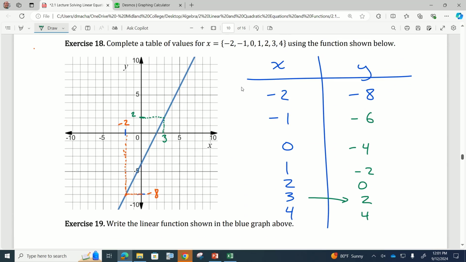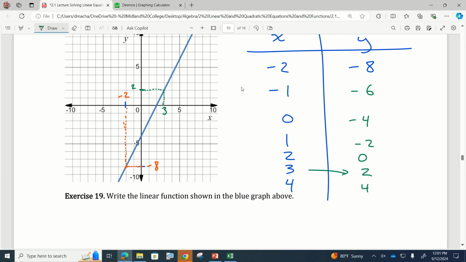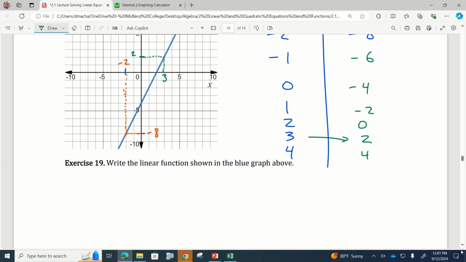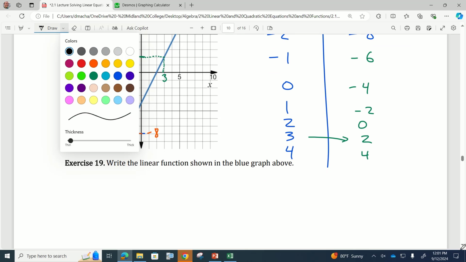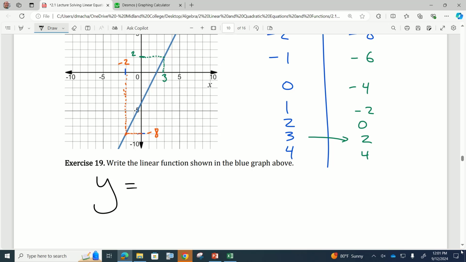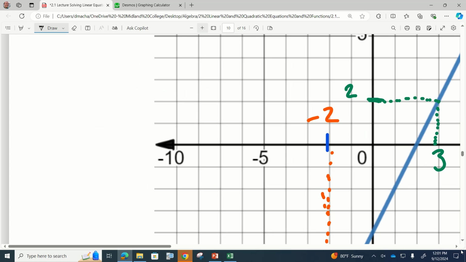Okay, what if I want to write the function shown in this blue graph? Any idea of how I could do this? I just need to find the slope and the y-intercept, and then I've written the function, right? So what's my slope? 2? 2. Yeah, so let's clarify this.